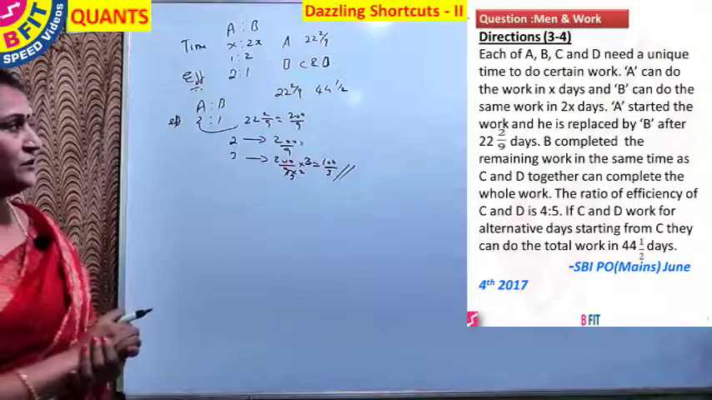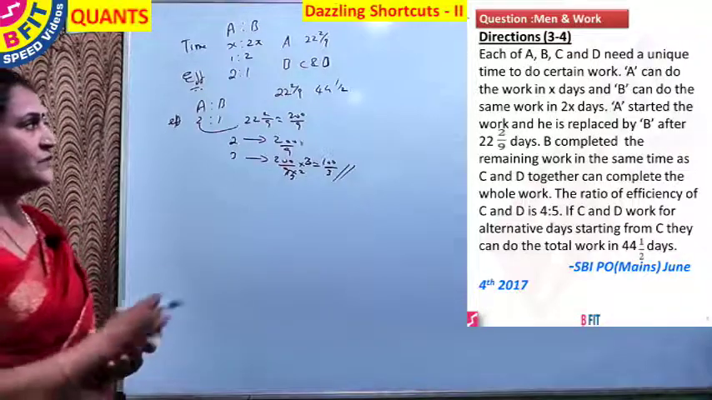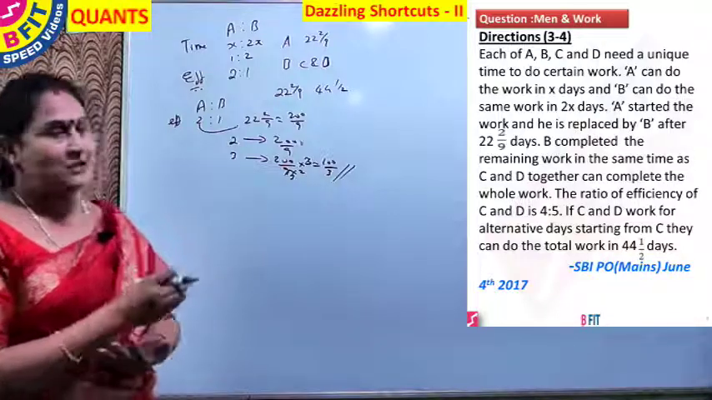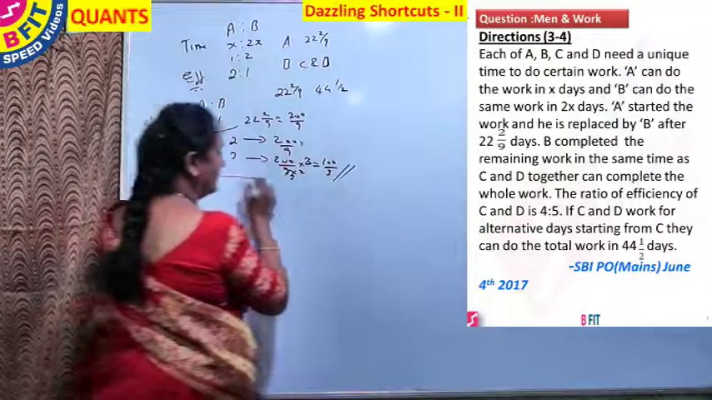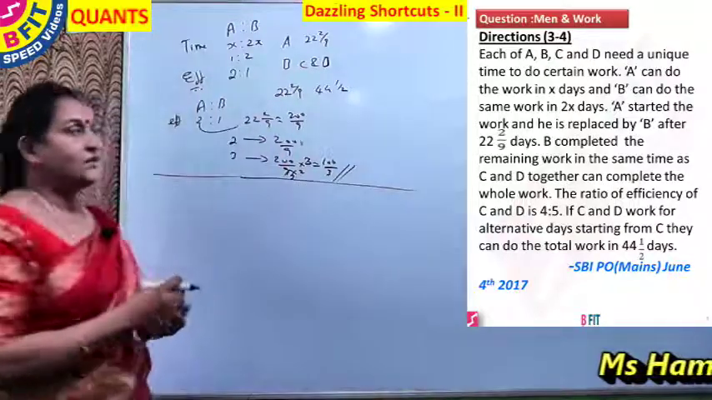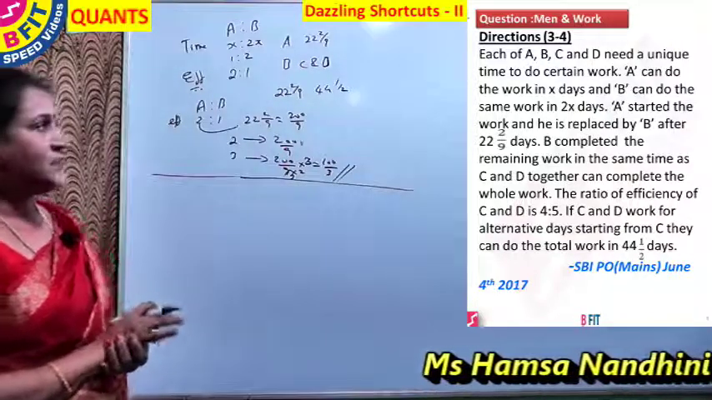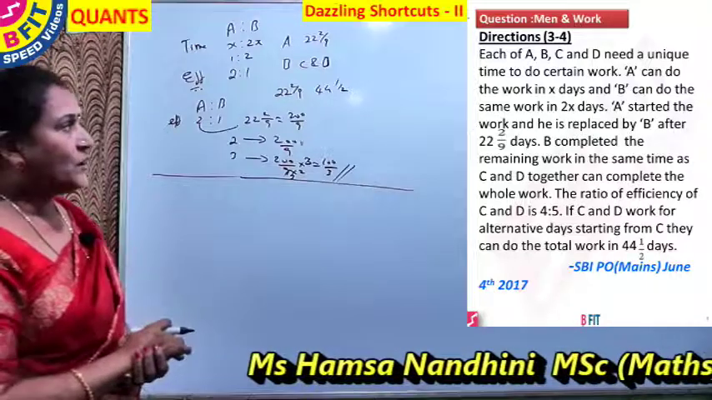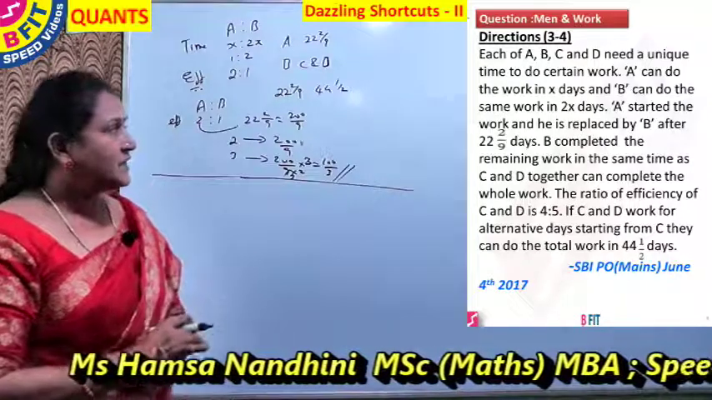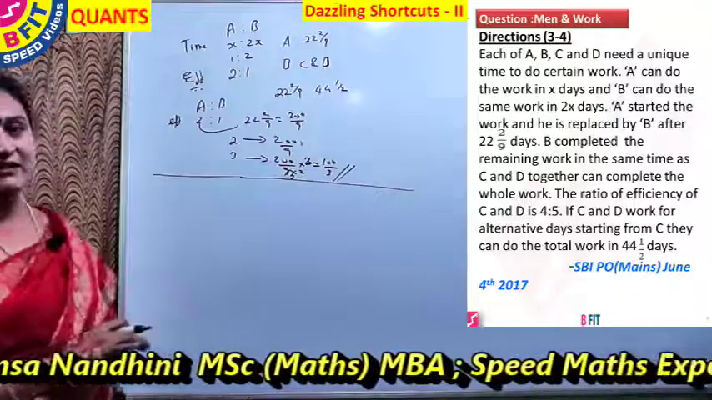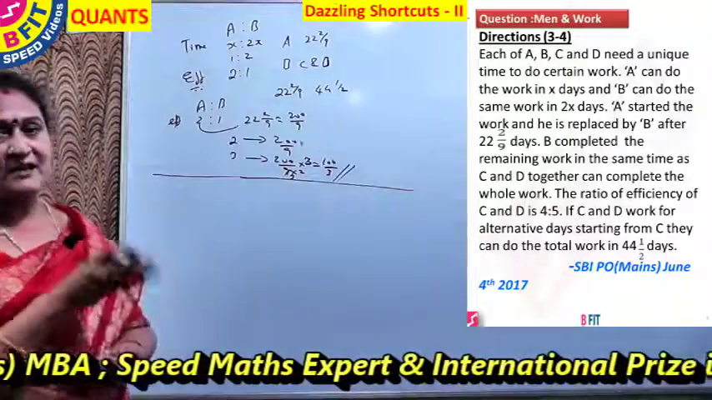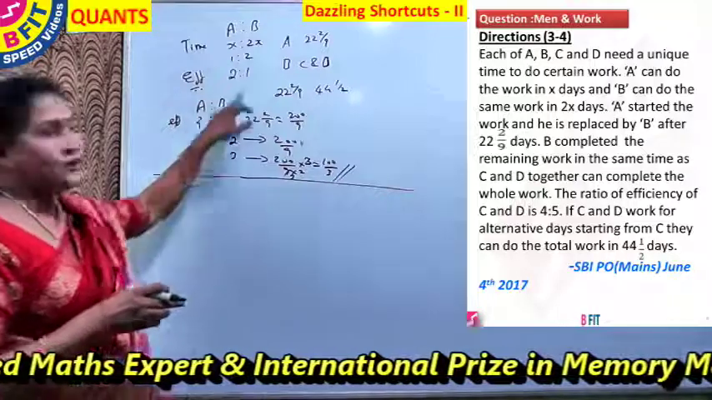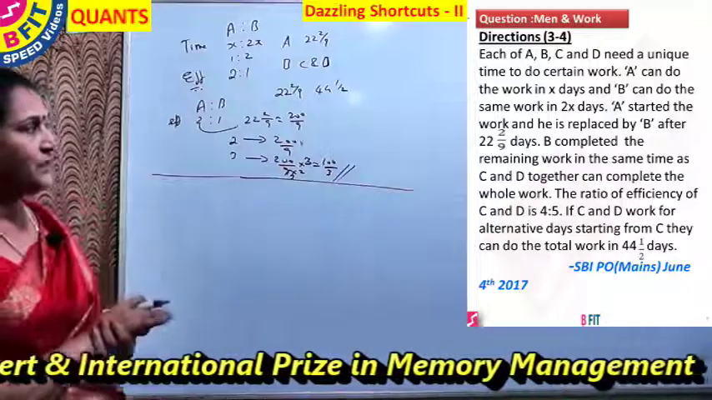So I'll explain to you the working. First we'll see the data. I'll explain the question to you. We have 4 persons, A, B, C and D. A can do a work in X days and B can do the same work in 2X days, which means B takes double the time as A. This implies that the efficiency of A is twice the efficiency of B.